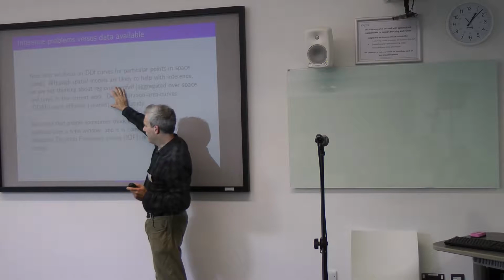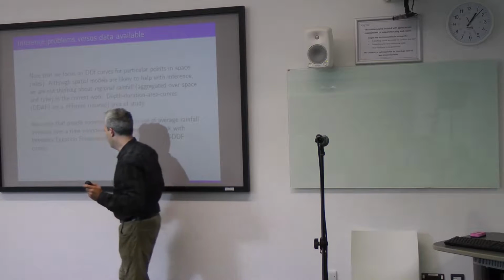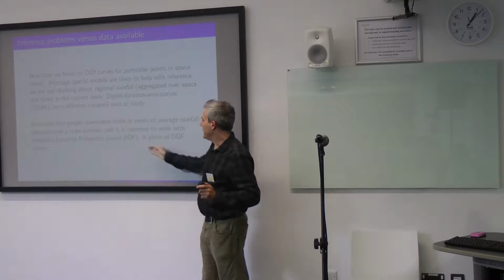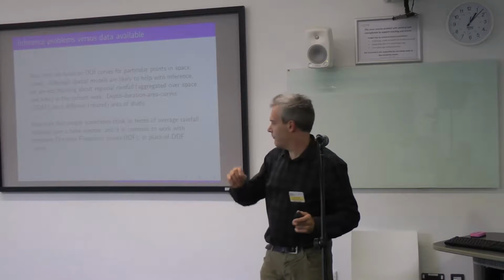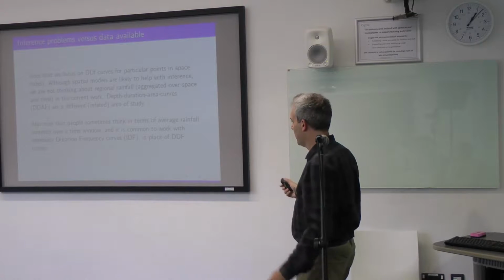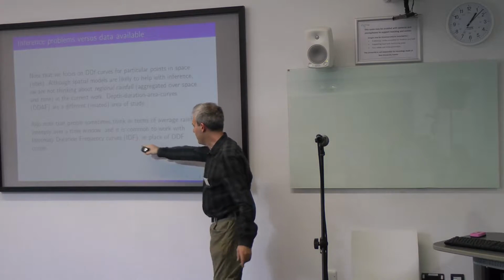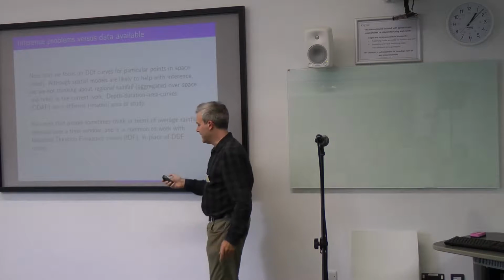Sometimes people extend this to think of areas, DDAF curves. And a lot of people think in terms of the intensity. So instead of expressing the amount of rain that's fallen, it's expressed as the amount of rain that's fallen per hour, say. But obviously it's easy to convert between these IDF and DDF ideas.